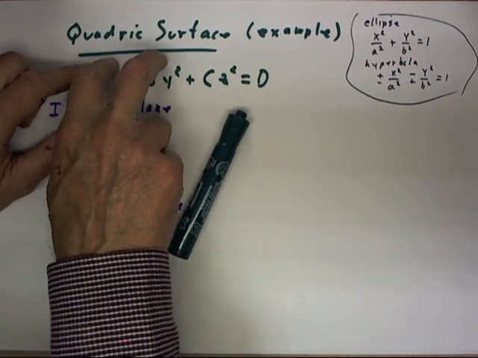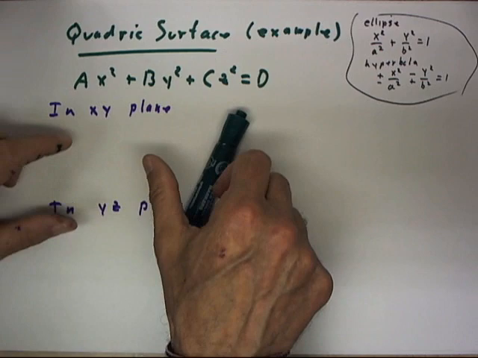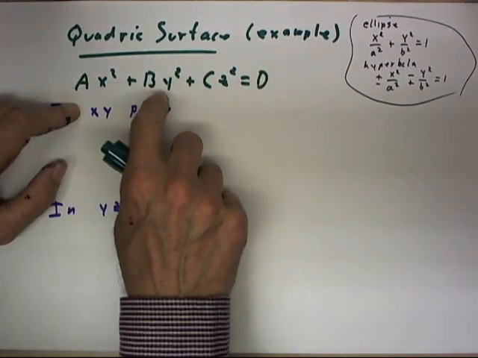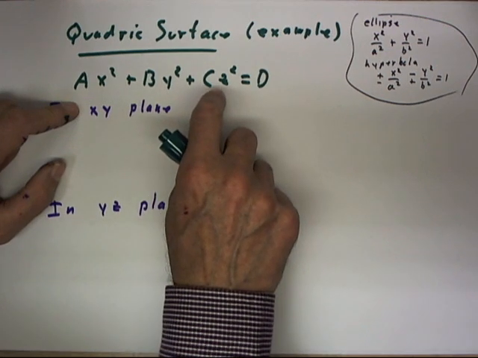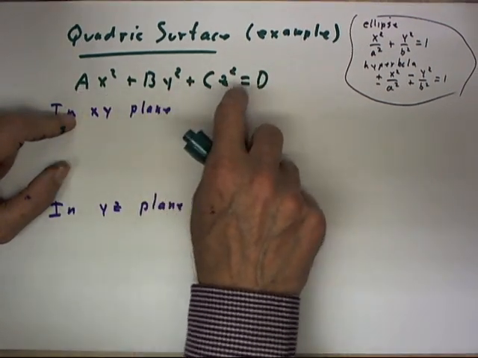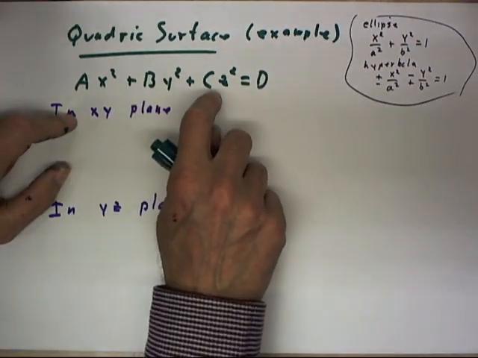We begin our study of quadric surfaces with an example, and the example is going to be based on the equation Ax squared plus By squared plus Cz squared equals D. First, let's note that A, B, C, and D are all uppercase.